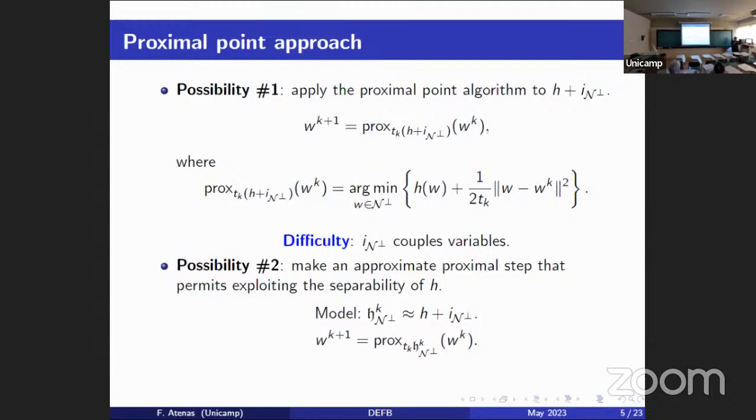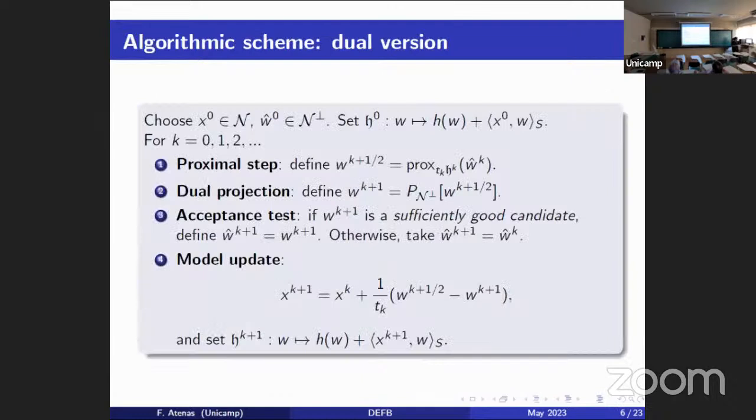We replace the dual objective function with a model. The next thing we want to do is make sure of the quality of this model, because we're making an approximation. So the algorithmic scheme of our proposal looks like this.